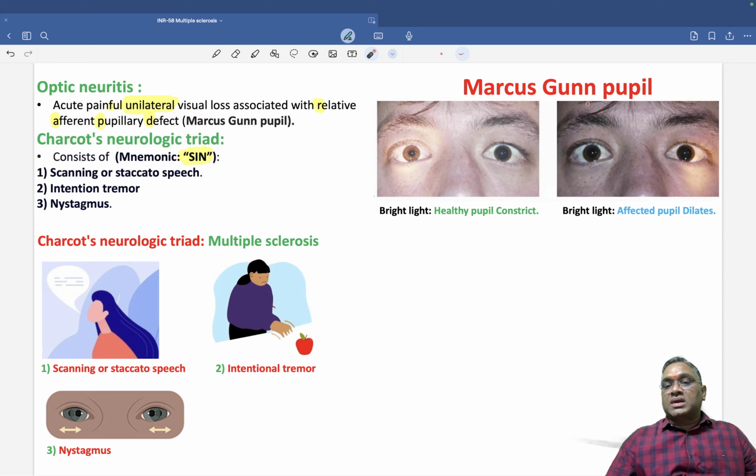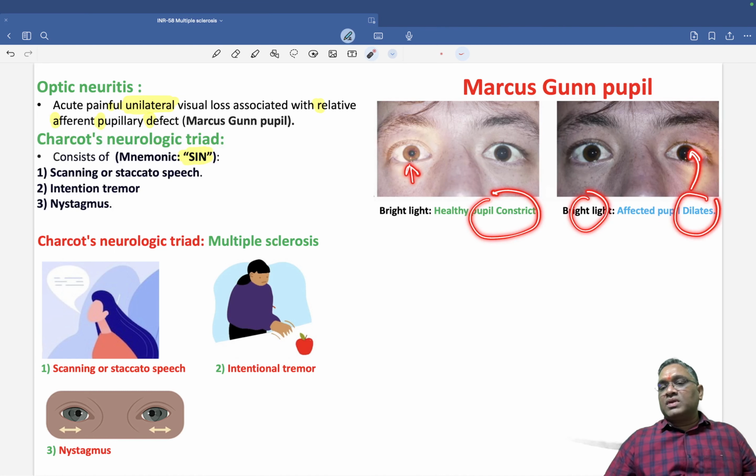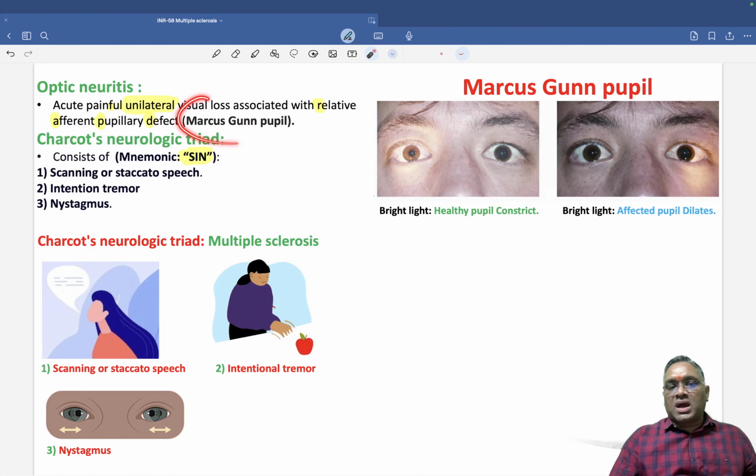So you can see Marcus Gunn pupil is shown here, right? When you throw light into the healthy pupil, it contracts or constricts, whereas when bright light is projected into the affected eye, there will be dilatation of the pupil. That is the Marcus Gunn pupil we see in optic neuritis of multiple sclerosis.